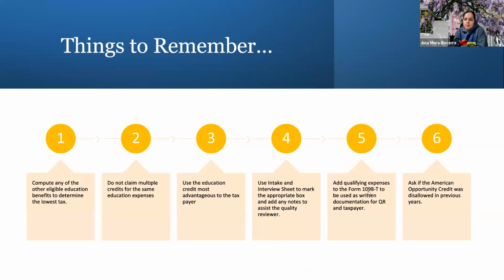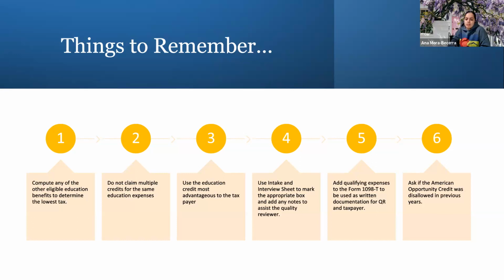Just a few things to remember regarding the education stuff. Compute any other eligible education benefit that has the lowest tax liability, because that'll give them the highest refund if they're due a refund. And then remember not to double dip with the education expenses. The other part would be to take the education credit that's most advantageous. If they're able to do the American Opportunity Credit, that one's usually the most advantageous. But if not, then it would be the Lifetime Learning Credit. So make sure that we're looking at which one's the best.